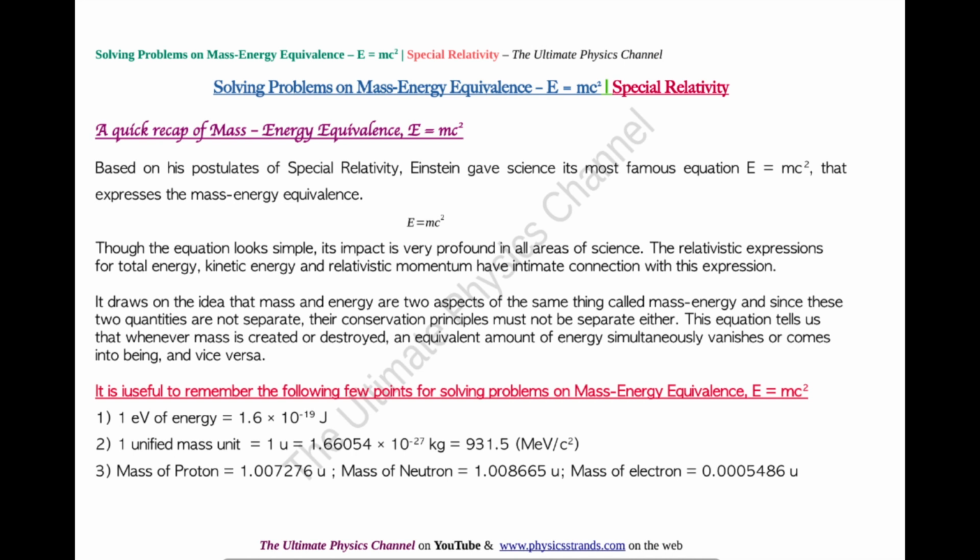Based on his postulates of special relativity, Einstein gave science its most famous equation E is equal to mc squared, which expresses the mass energy equivalence. Though the equation looks simple, its impact is very profound in all areas of science. The relativistic expressions for total energy, kinetic energy, and relativistic momentum have an intimate connection with this expression.